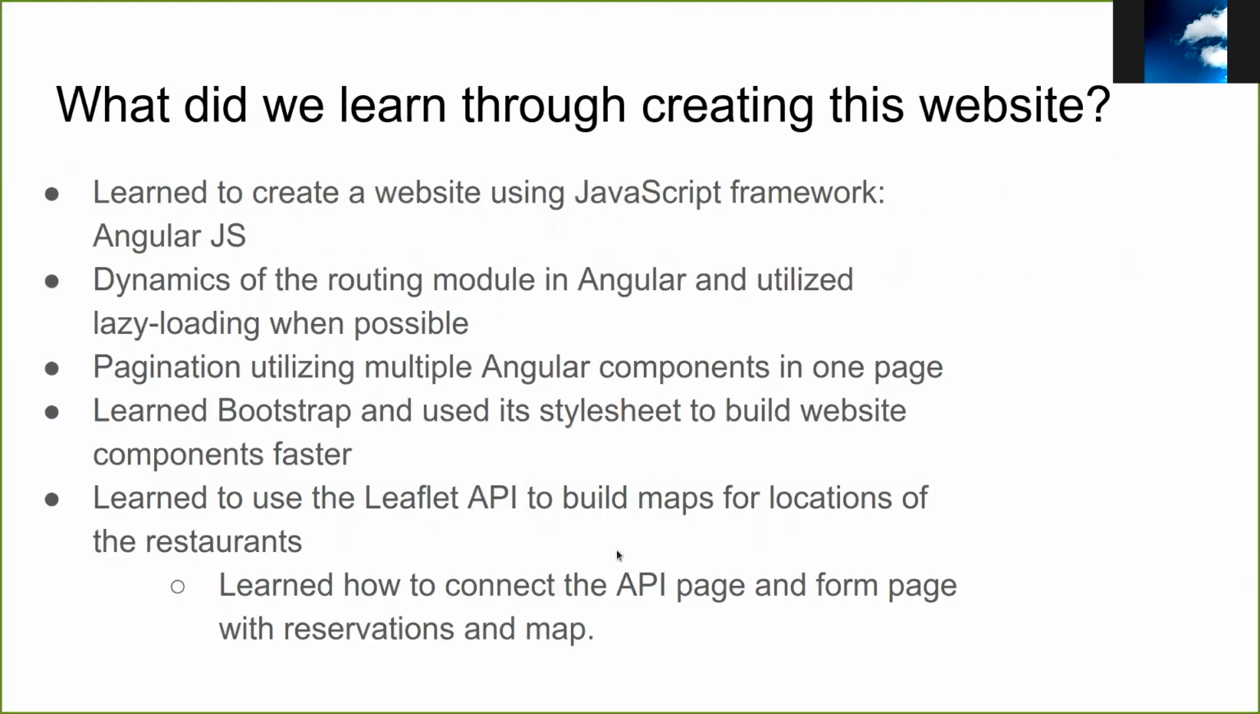So what did we learn in making this project? Well, we learned how to create a production level website using Angular. We understood the dynamics of the routing module and implemented the lazy loading feature when possible. For the reservations page, we learned how to create a basic pagination system that navigates between components in one page. And we learned to use Bootstrap to build a faster website UI.